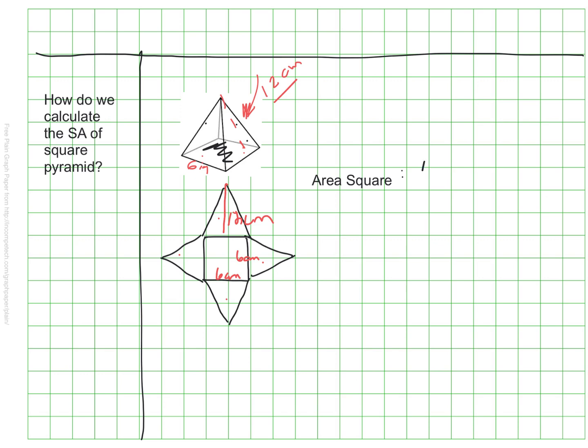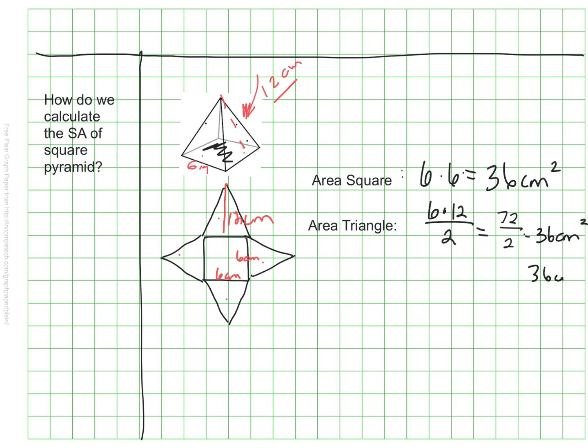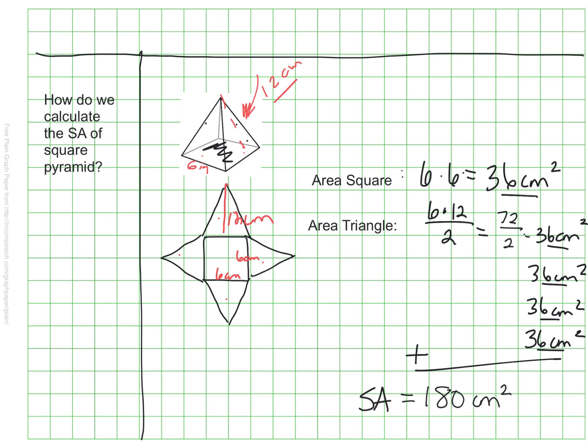So the area of my square, of course, it's a 6 by 6 square, is simply going to be 36 square centimeters. Whereas the area of my triangle has a base of 6, a height of 12, but then of course I need to cut that in half. And that will actually also work out to be 36 square centimeters. But I have that 4 times because I have 4 identical triangles thanks to the fact that they are built around a square, which of course has identical sides. So once I know the area of all of my surfaces, I simply need to add it together to find the total surface area. So here we know that the surface area of this square pyramid is 180 square centimeters.